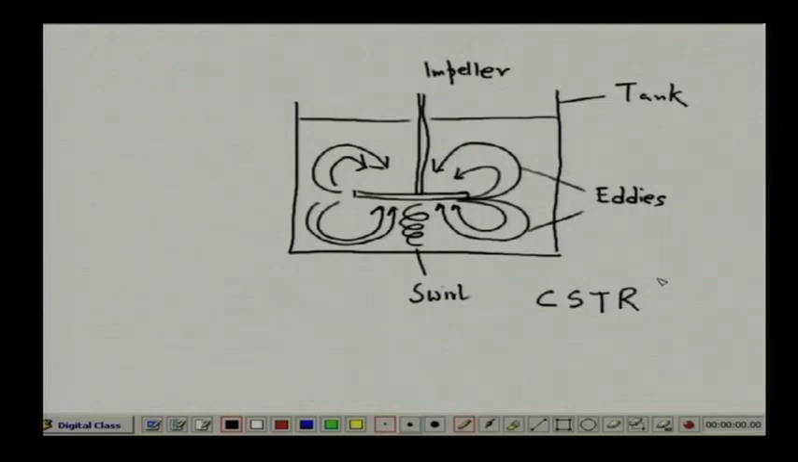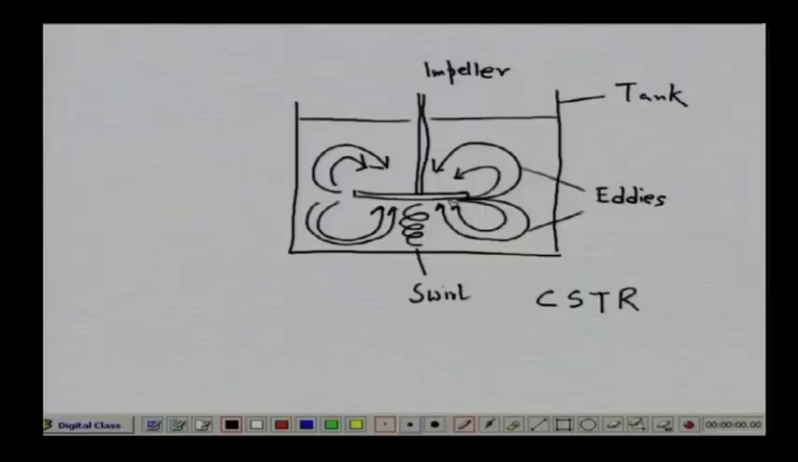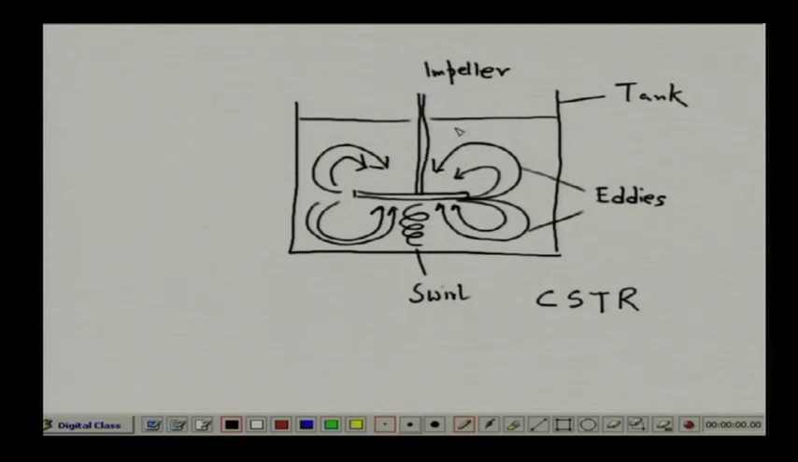There are various types of reactors. You can have a bubble column reactor, or you can have a CSTR, a continuous stirred tank reactor. Now, the basic principle is that if you increase the blade speed, because this impeller is rotated by a motor, if you increase the motor speed, what will happen? You see, oxygen is very difficult.